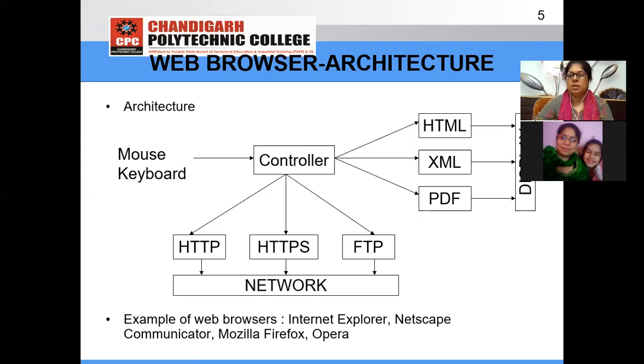Hypertext means text which is linked to some other text, and the text contained on web pages is called hypertext. So the protocol which is used to access them is HTTP, and the HTTPS protocol is used by banking websites. The FTP protocol, that is File Transfer Protocol, is used for uploading and downloading of files on the network. For displaying web pages, either HTML format, XML format, or PDF format is used.